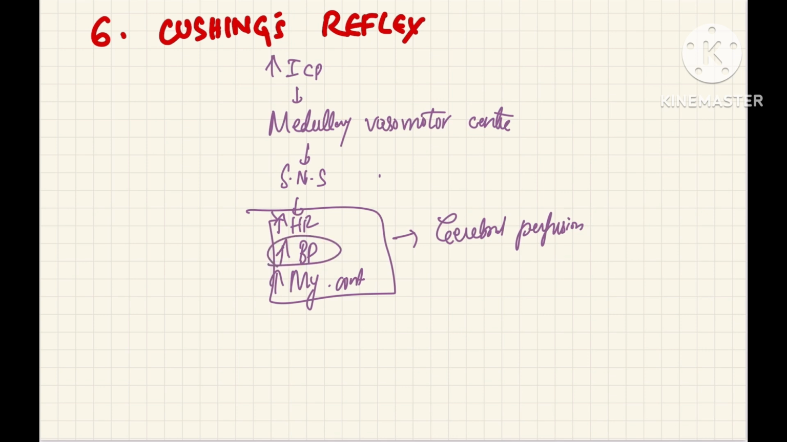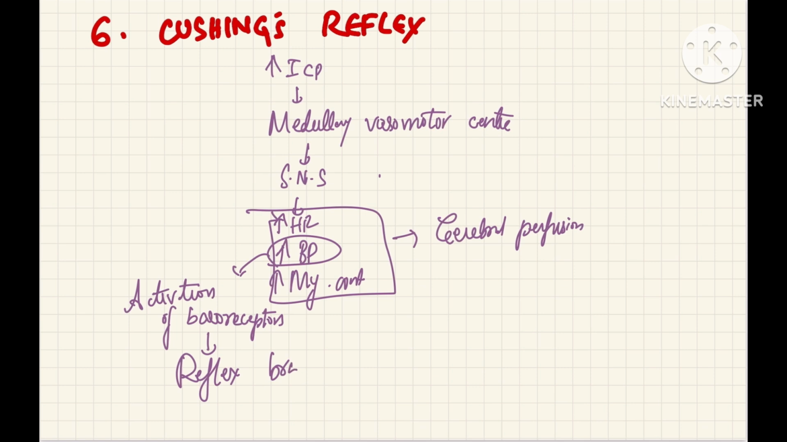And this increase in the BP leads to activation of baroreceptors, leading to reflex bradycardia. In Cushing's reflex, first there will be tachycardia followed by bradycardia. And this happens when there is an increase in the intracranial pressure.